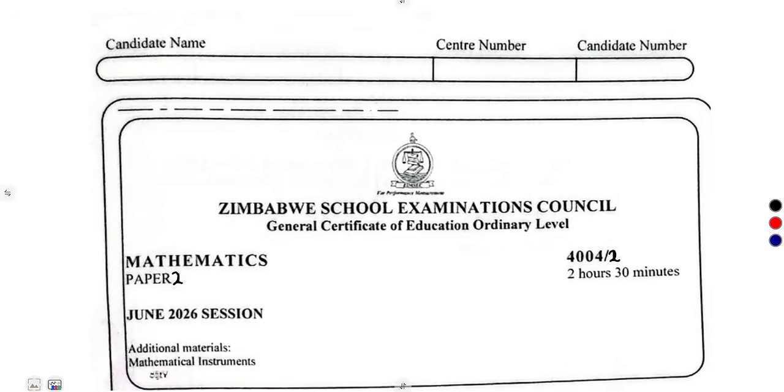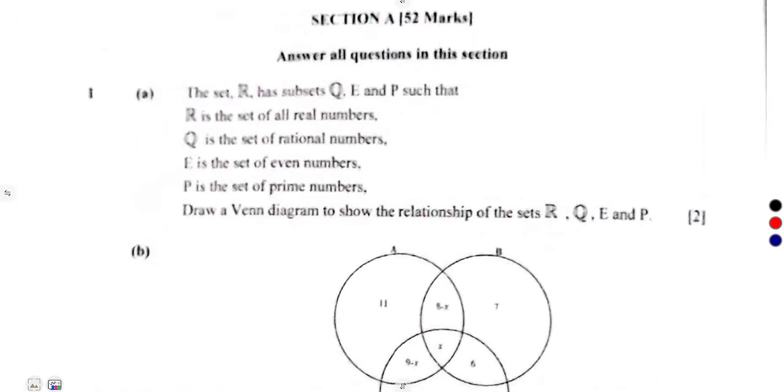So make sure you download the question paper. I'm going to put that one in the comment section so that you can download the question paper, go through the instructions and information that you're given. So we do understand that in section A, you are supposed to answer all the questions that you're given, which is out of 52 marks. All right, so answer all questions in this section.